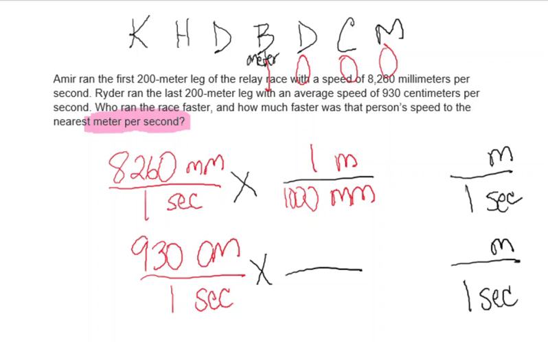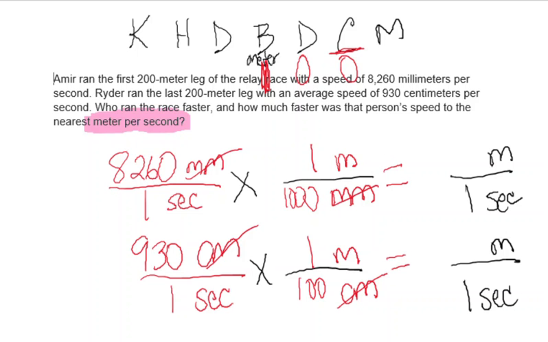Do the same thing for centimeters, but you don't need 3 zeros because centimeters is right here. 1 meter is equal to 100 centimeters. So 100 centimeters goes on the bottom so that centimeters will cancel, and that is equal to 1 meter. So we had to use what we knew from past lessons to be able to convert so that we could compare both of our answers in meters per second.